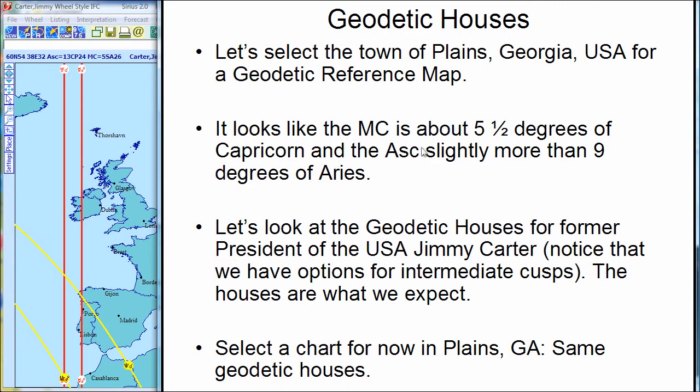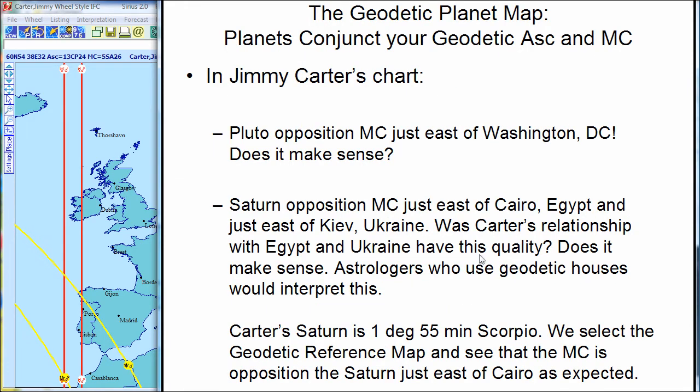We looked at the geodetic map. We compared it to his chart. We saw that it all makes sense. We looked at Pluto opposite the midheaven, just east of Washington, D.C. I put an exclamation point because that looks a little, I might say, scary. You might want your president to have Sun trine midheaven or something like that.